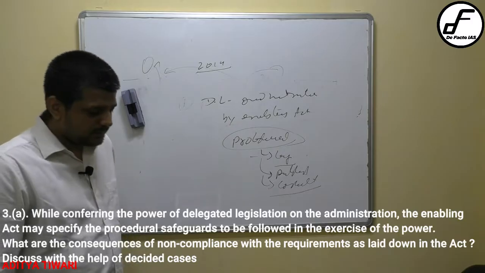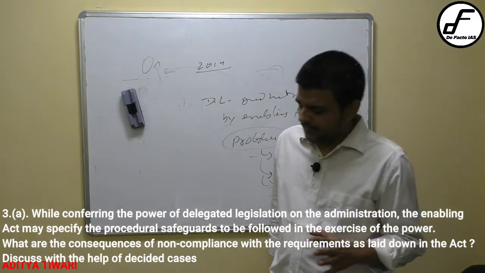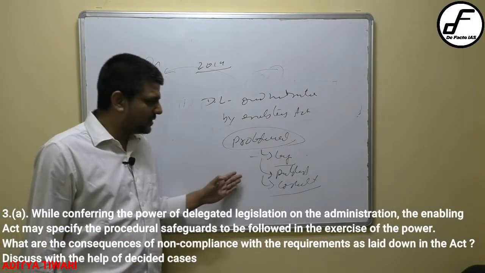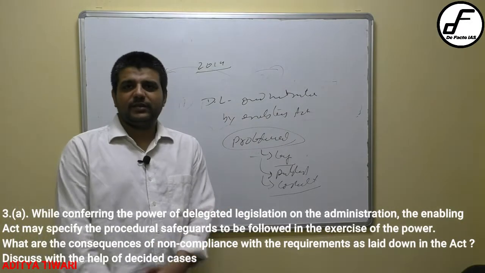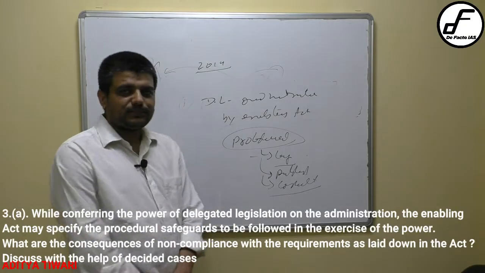Now it is an exact concept-based question. Let's see, what are the procedural safeguards? So we have publication as a procedural safeguard, laying as a procedural safeguard, and consultation as a procedural safeguard. Now what will happen if it is not adhered to?